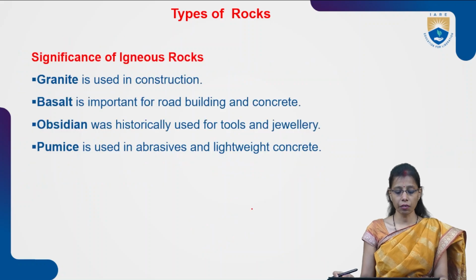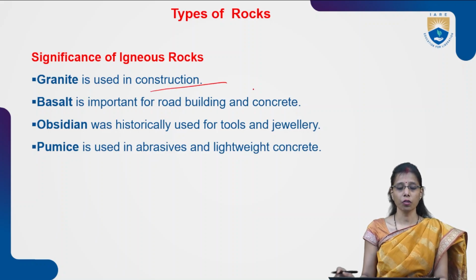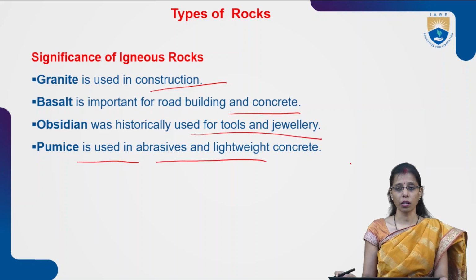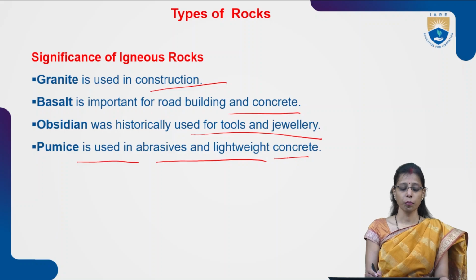Okay. Now the significance of igneous rocks. Granite is used in construction because it is a very strong kind of rock. Basalt is important for road building and concrete, and obsidian was historically used for tools and jewelry. Pumice is used in abrasives and lightweight concrete. Basalt and granite are always used in the building construction field.